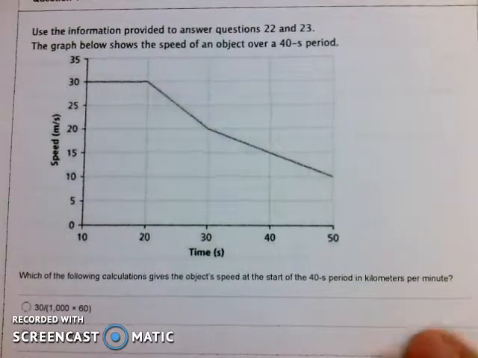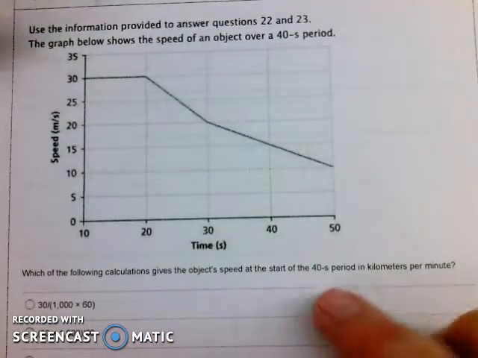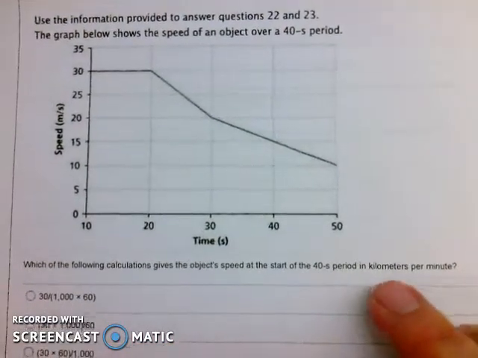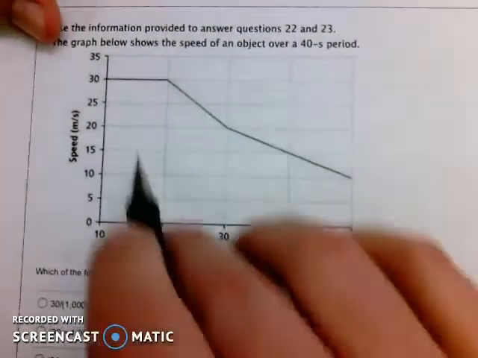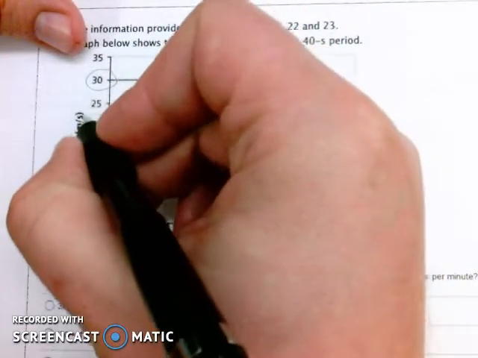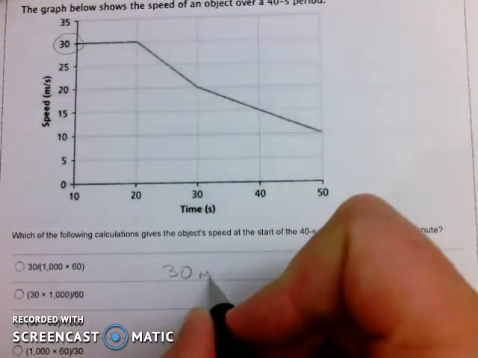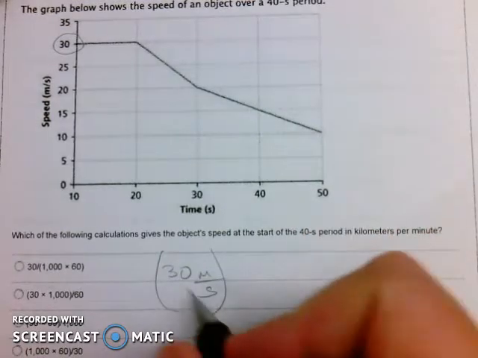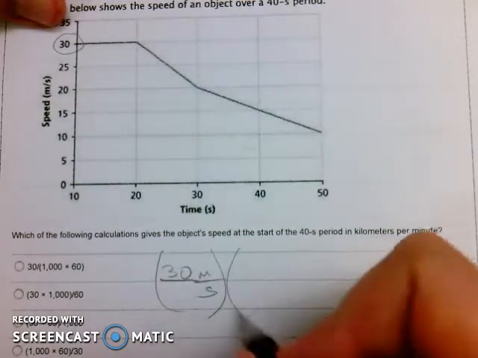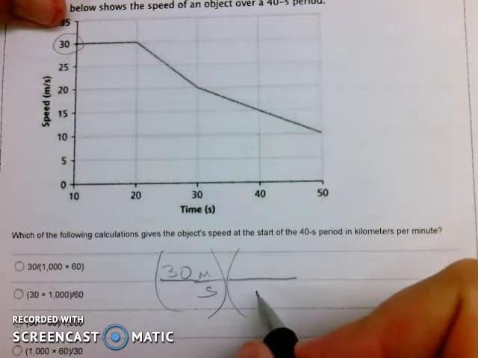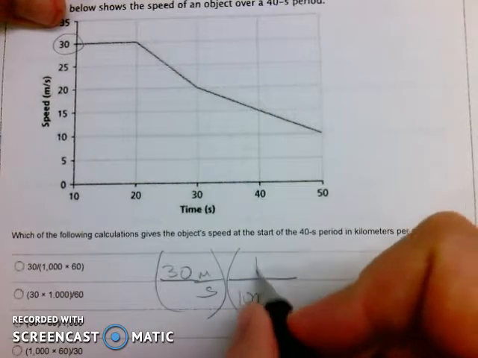Question number 4, same graph, different question. Which of the following calculations give the object speed at the start of the 40-second period in kilometers per minute? Kilometers per minute, okay? At the start of the 40-second period, he's sitting here at 30 meters per second. So let's start with that. 30 meters per second. And I like to write them on 2 lines, kind of like this. Now I want to go to kilometers per hour. I'm going to change my meters to kilometers first. 1,000 meters makes 1 kilometer.